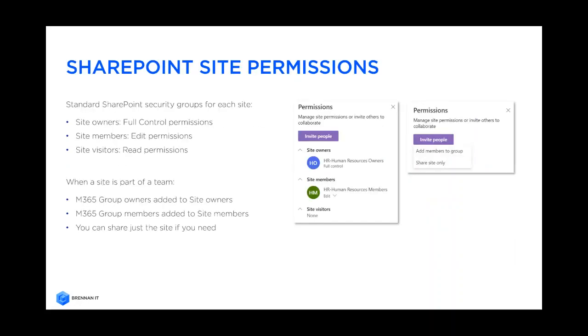So with Teams, when you add people into a team, they'll automatically be added into that backend SharePoint site as well. So if you're familiar with SharePoint site permissions, you've got 3 standard security groups in each site. You've got owners, they have full control permissions, members have edit permissions, and site visitors have read permissions. So when a site's part of a team, the Microsoft 365 group owners or the team owners, they're one and the same, are added into the SharePoint site owners security group. And ditto for the members. The members are added into members.